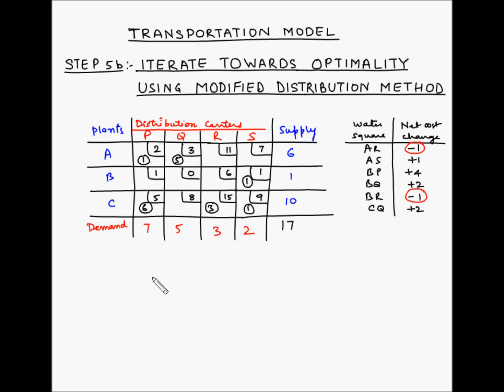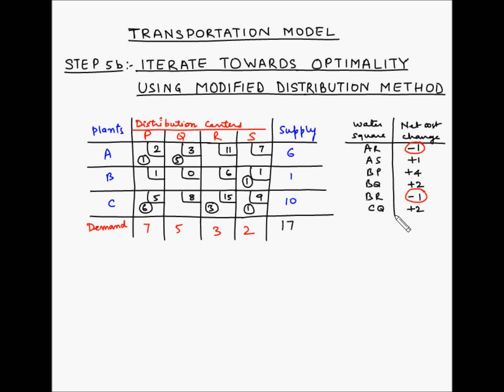In the video for step 4b, we performed the optimality test on the basic initial feasible solution using the modified distribution method. And as a result of that step, we found out the net cost change for each of the water squares. Now again, water squares are the squares which do not have any allocation. So if you see on the right, I have listed the water squares and the net cost change values that we arrived at in step 4b.